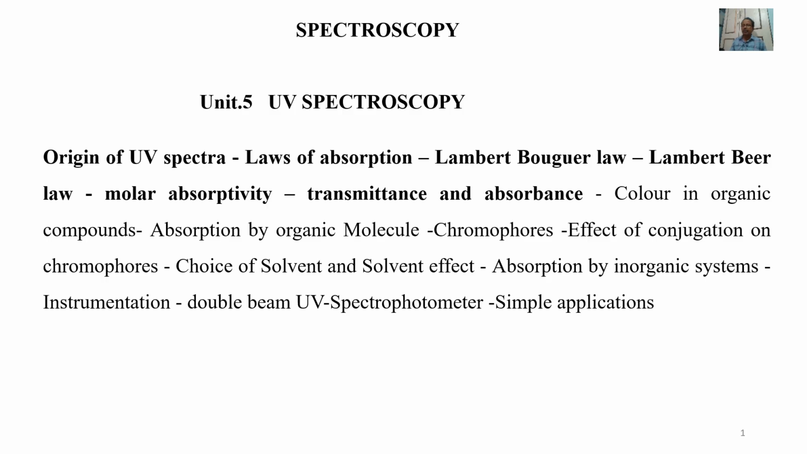UV spectroscopy, or ultraviolet-visible spectroscopy, abbreviated as UV-Vis, is an analytical technique that measures how much ultraviolet or visible light a molecule absorbs to determine its chemical composition and concentration. UV-Vis spectroscopy is a type of absorption spectroscopy that studies the interaction of light in the ultraviolet and visible regions of the electromagnetic spectrum with matter.